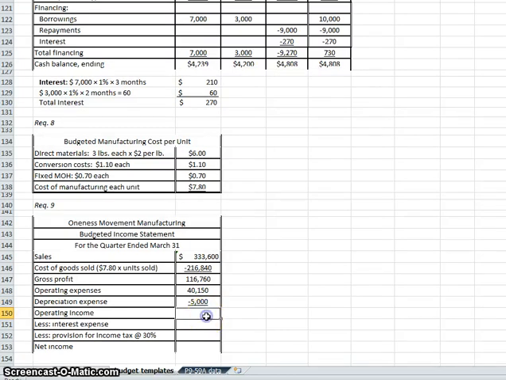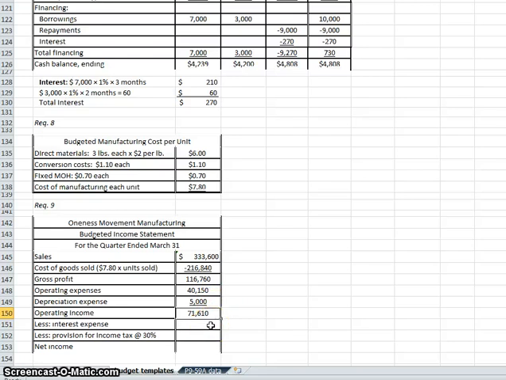And that is going to give us operating income of gross profit minus operating expenses minus depreciation expense. Okay, I actually went back and took that minus sign off the 5,000 because in my formula for operating income I just took gross profit minus operating expenses minus depreciation expense.